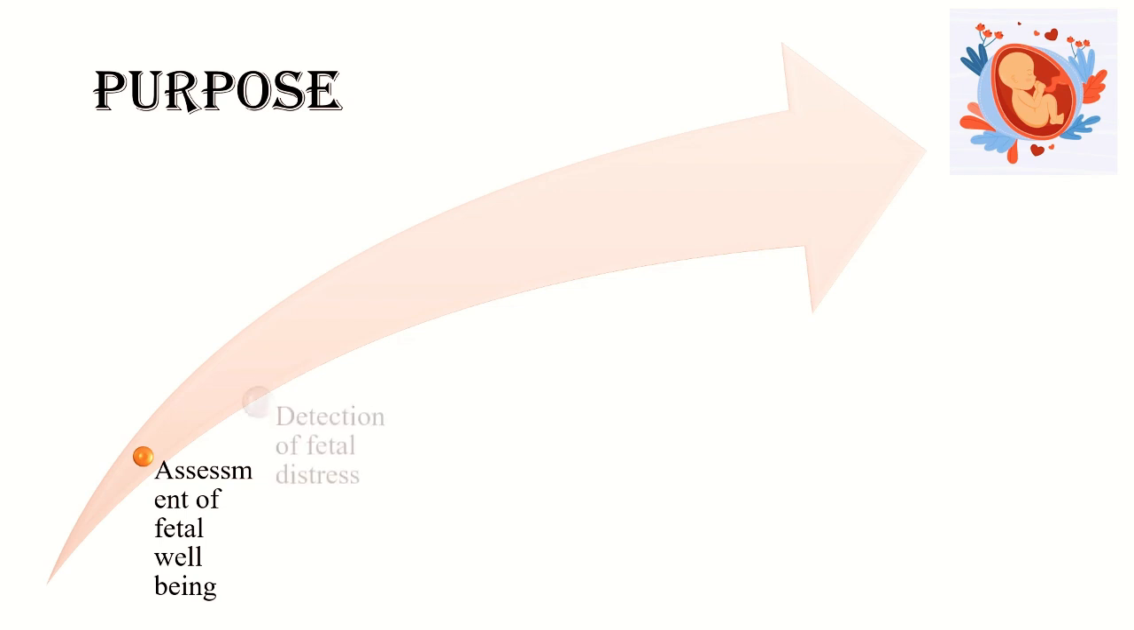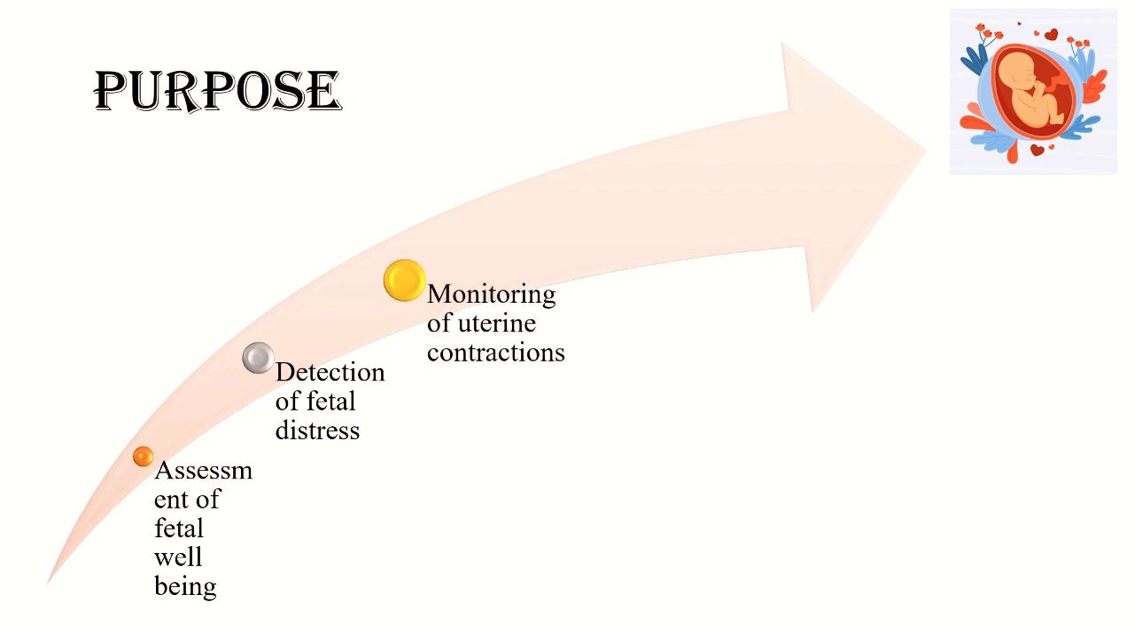Next purpose is detection of fetal distress. The presence of any kind of deceleration in the CTG graph is a sign of fetal hypoxia or fetal distress. Now what is deceleration? That we will study in the further slides. Okay. Next is monitoring of uterine contraction.